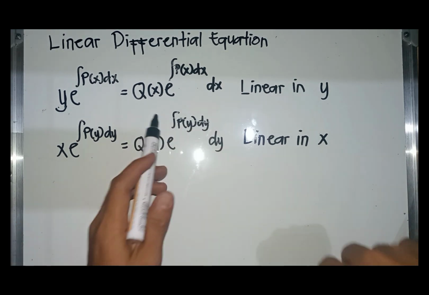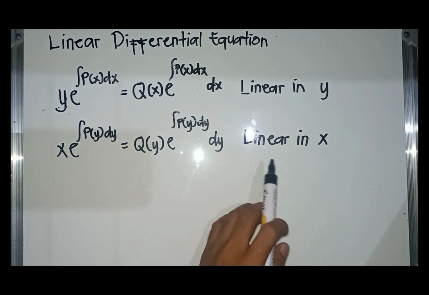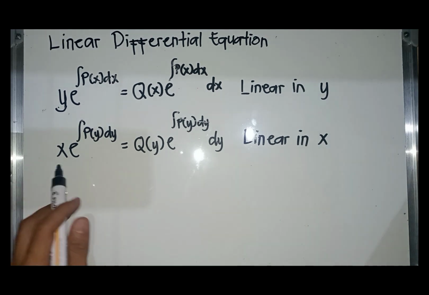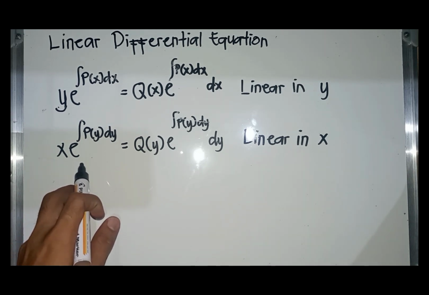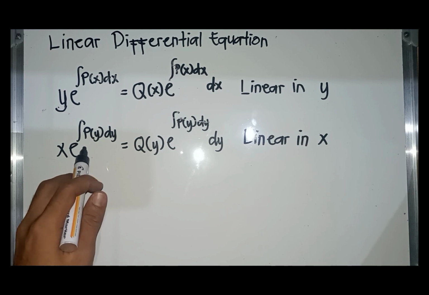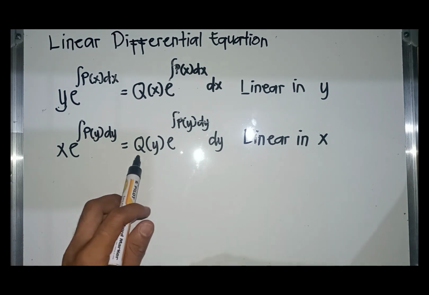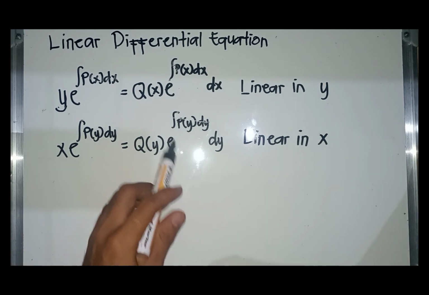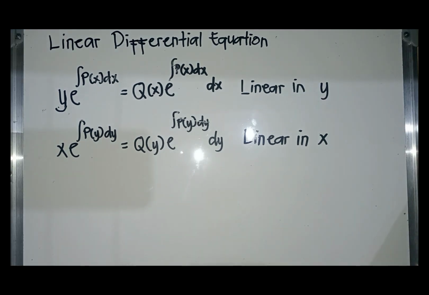Whenever an equation is linear in x, we'll be using this formula, which is x times e to the power of the integral of p of y dy is equal to the integral of q of y e to the power of the integral of p of y dy.